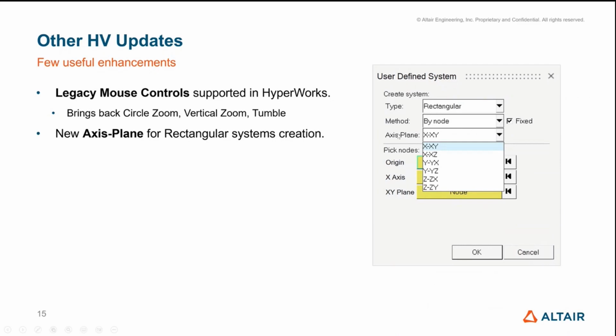Then coming to user-defined systems, we have exposed some additional options in the GUI to define your rectangular coordinate systems. So by default, HyperView supports the XXY method when you're picking three nodes. The first node would be the origin, second node would define the x-axis, and the third node would define the xy plane. We have now added the other combinations as well. So any of the other axis plane methods you can choose to define your system.